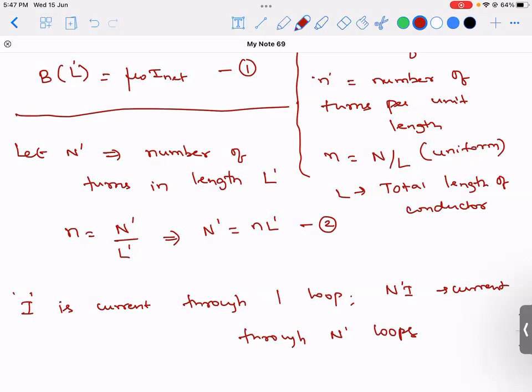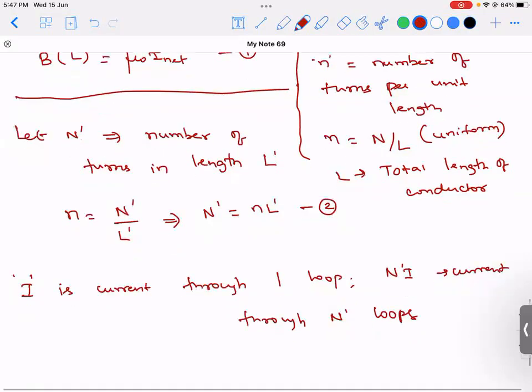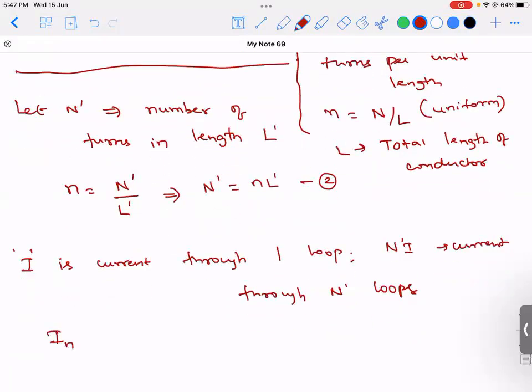So if one loop carries a current I, then N loops will carry NI. N dash loops will carry N dash I. That's what I wrote. So what will happen to I net here? I net is the current enclosed by the Amperian loop. It is not the total current through the circuit. So I net will be equal to N dash times I, correct?